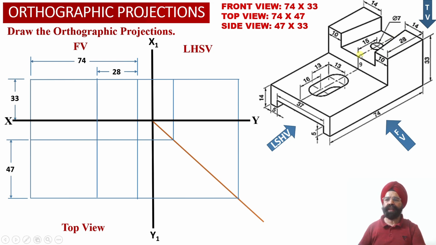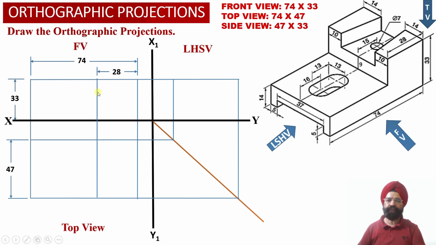As far as this cubical block is concerned, its width is equal to 28 millimeter, while the center of the circular hole is not located centrally along this width of 28 millimeter. So we have to measure a distance of 15 millimeter from this face in order to obtain the center point of this circular hole. Automatically this distance will be 13 millimeter from the right hand side face, or 15 millimeter from this face of element number 2.